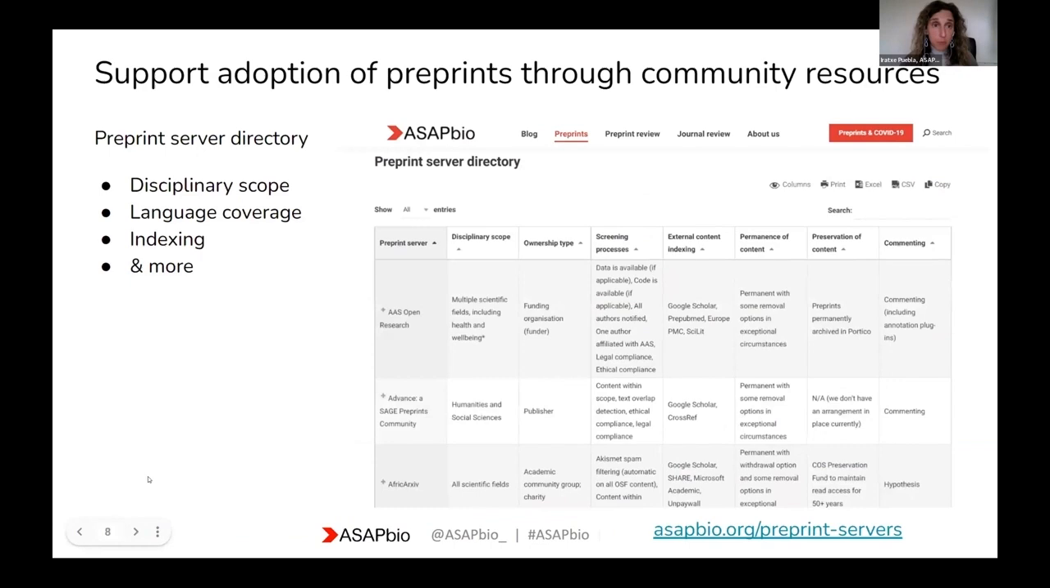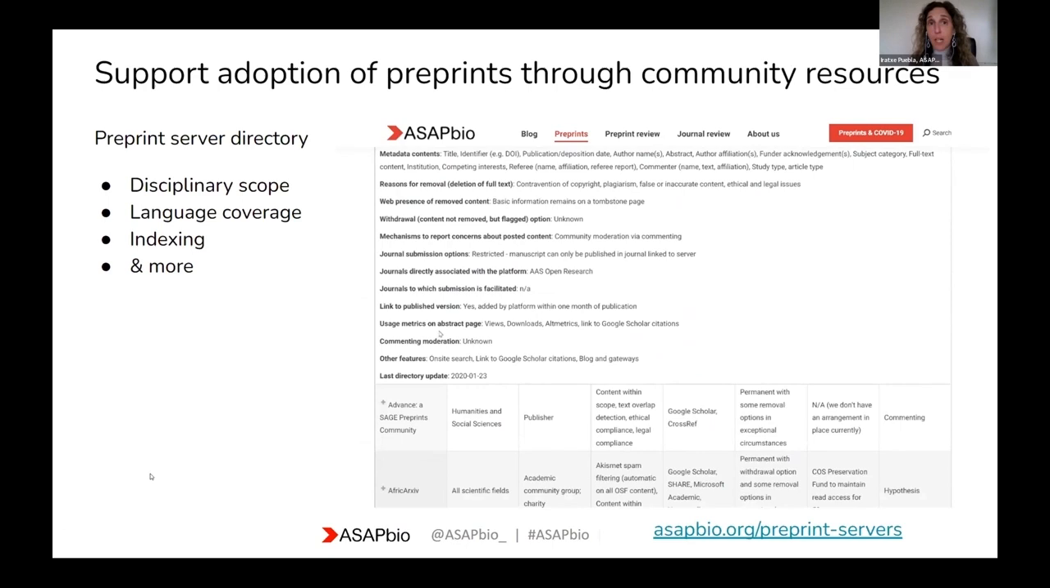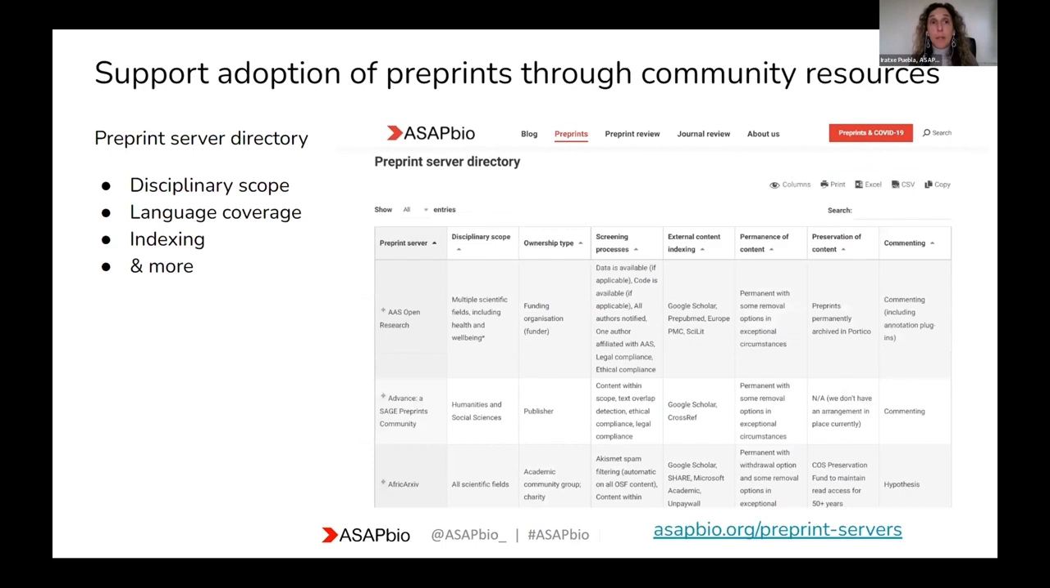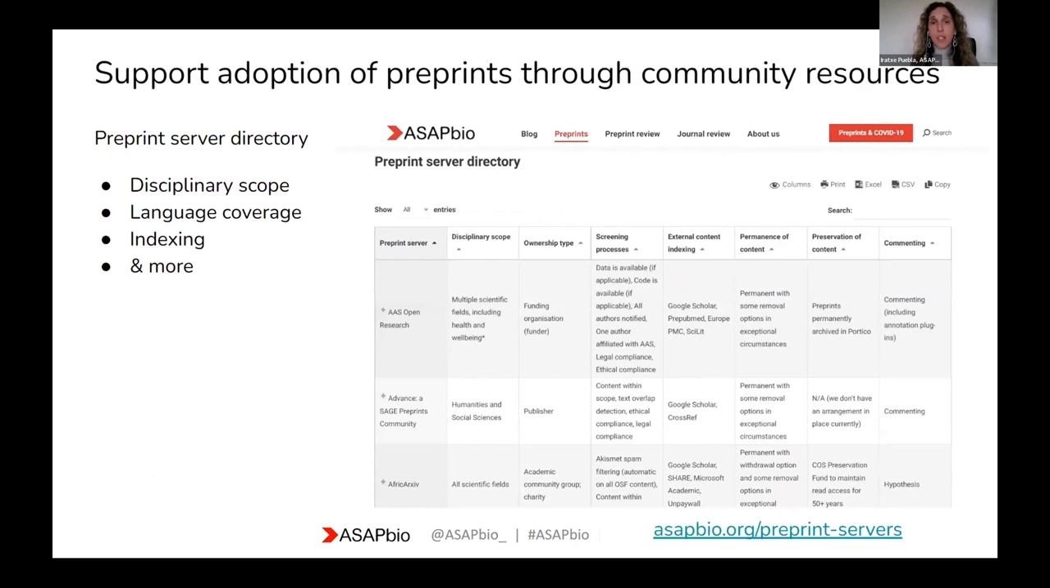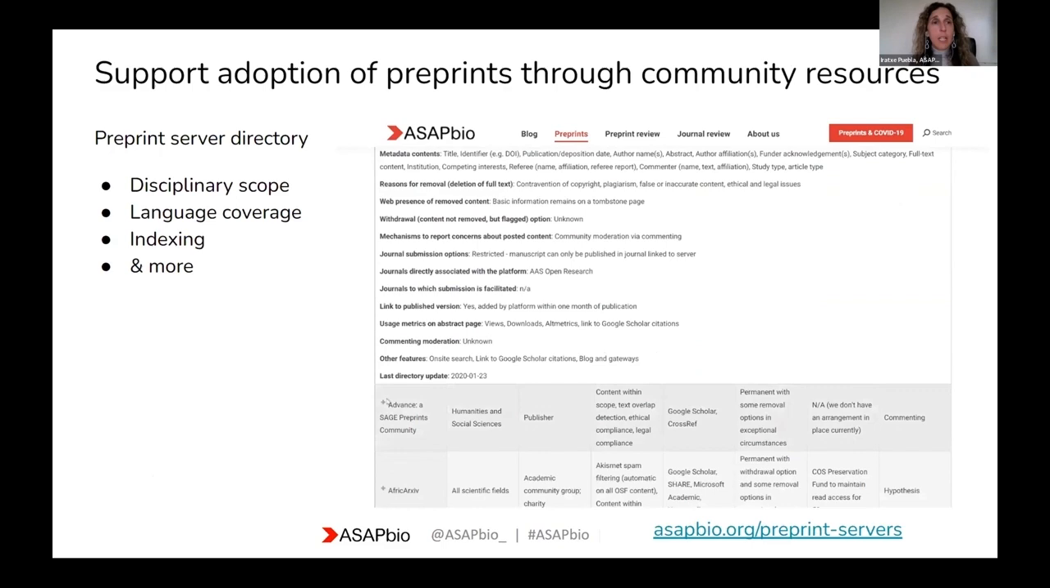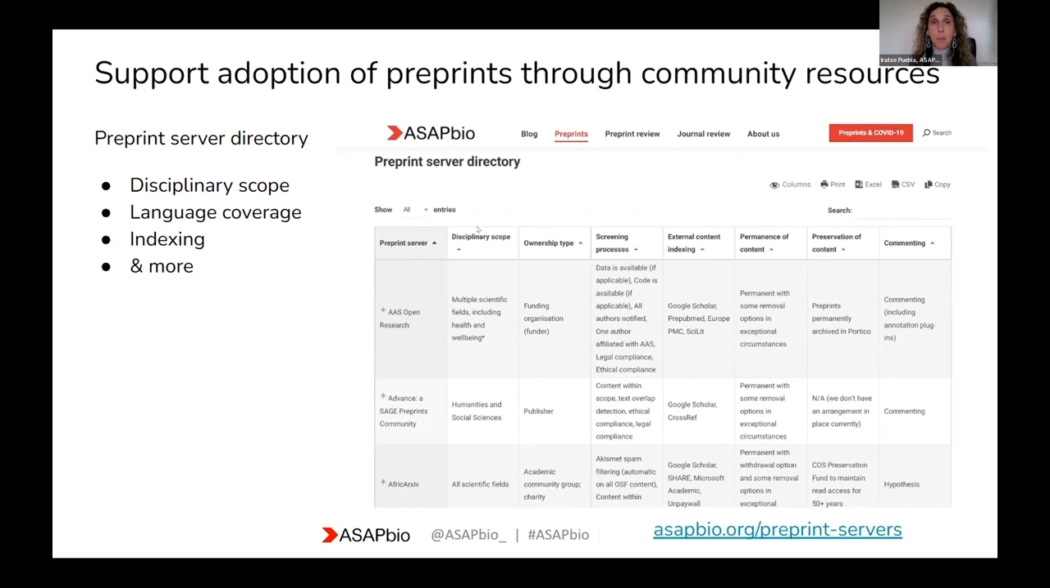Another resource that I also wanted to mention that may be relevant for those of you who may consider preprinting your next paper is our preprint server directory. This is a list of preprint servers. We cover obviously biomedical sciences, but we also cover servers that are generalist and cover any discipline, as well as other disciplines beyond biomedical. And again, it's a summary that provides information about the preprint servers out there, as well as quite a few details about each of those.